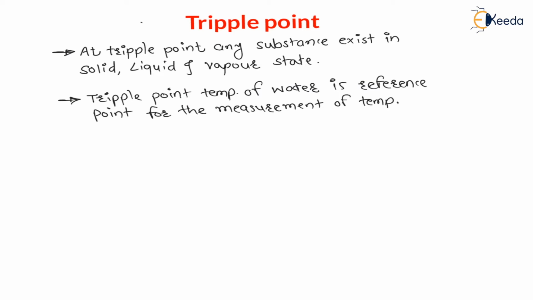Now my dear students, triple point is a point where any substance exists in solid, liquid as well as in vapor state. Here at triple point, the same substance exists in solid, liquid as well as vapor state, meaning it is a three phase mixture. At triple point it is a three phase mixture. And my dear students, the triple point temperature of water is a reference point for the measurement of temperature.